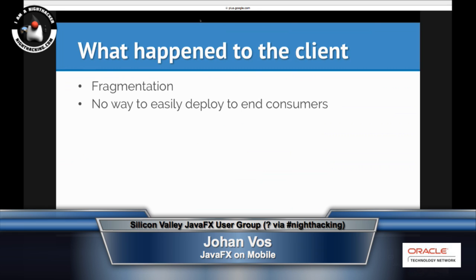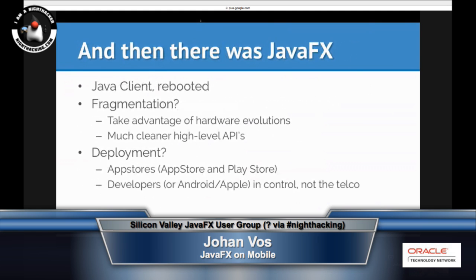I really wanted to have Java on mobile in the very beginning, but it was extremely hard, and if you finally managed to write an application, it was hard to distribute it. Then JavaFX was announced by Sun, I think in 2007. That was Java on the client, but rebooted, started from scratch again. So what happened in the meantime with the fragmentation?